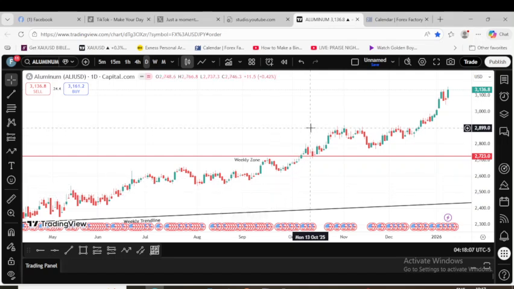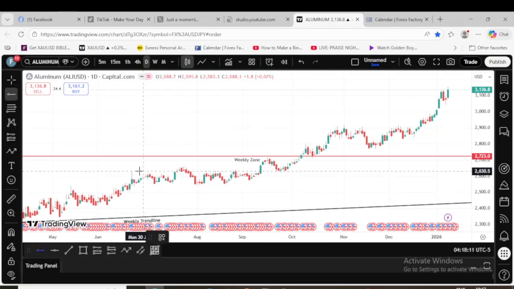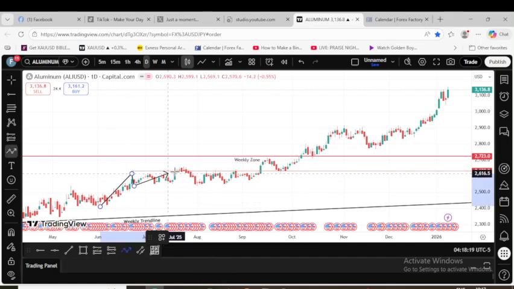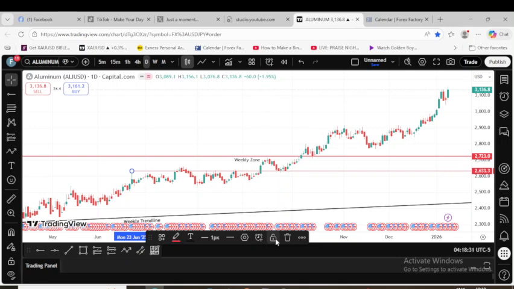Let's identify our daily zone. So we have resistance and support here. You can see price has bounced off of this level, pressed above it, touched it before breaking through, but then still bouncing off of it, showing it some respect. So we have our daily zone here.